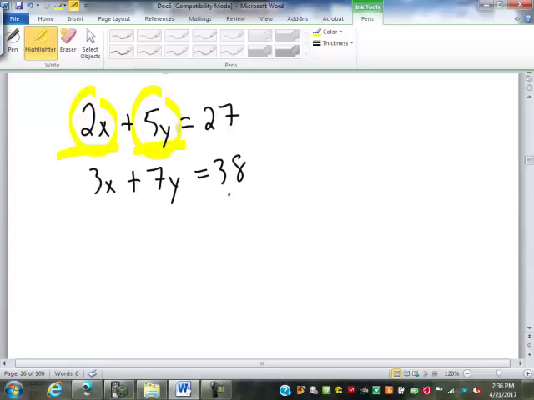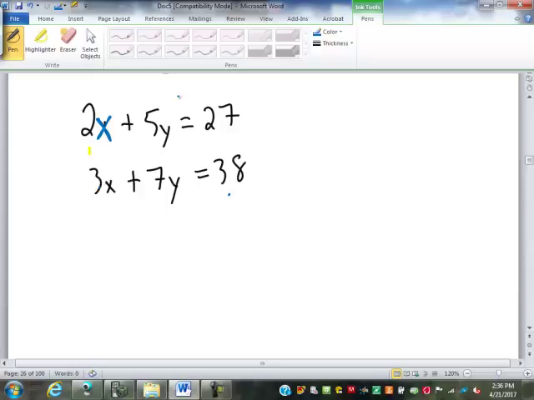Well, I ask myself, does everything in this equation divide by 2? Nope. Does everything divide by 5? Nope. So it really doesn't matter whether I solve for x or y here. Because I solved the last one for y, this one I'm going to solve for x.